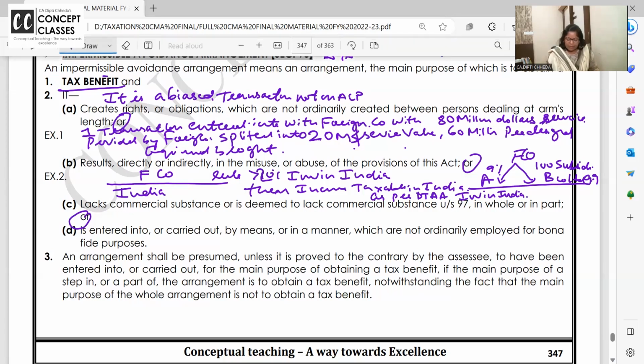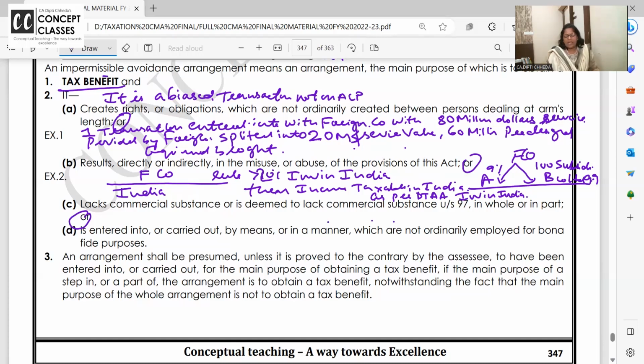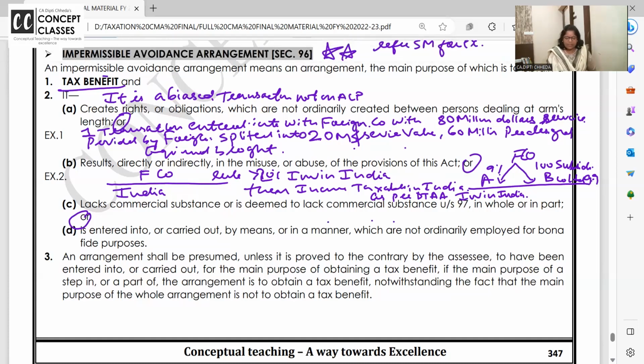Or it lacks commercial substance or is deemed to lack commercial substance. I'll tell you what is ki commercial substance nahi hai to. और commercial substance मतलब routine flow में तो नहीं हो रहे transactions. Or it is entered into or carried on by means or manner which are not ordinarily employed for a bona fide purpose. So normally you will not do it. If you are doing bona fide transactions, you will not.